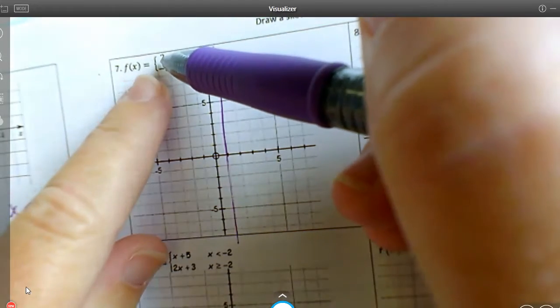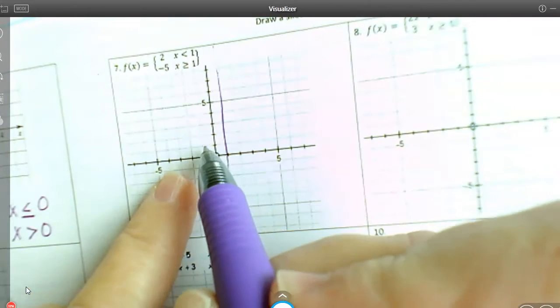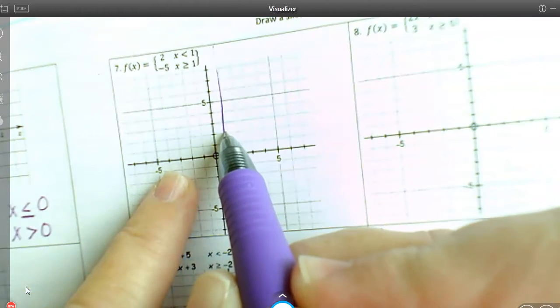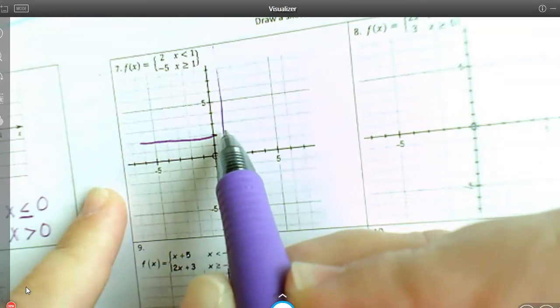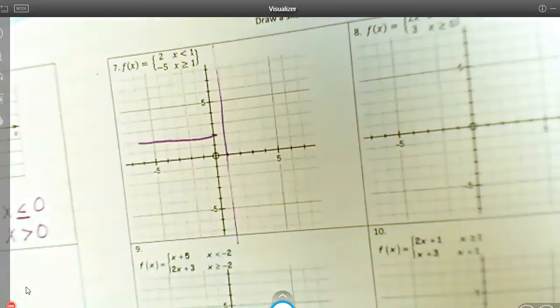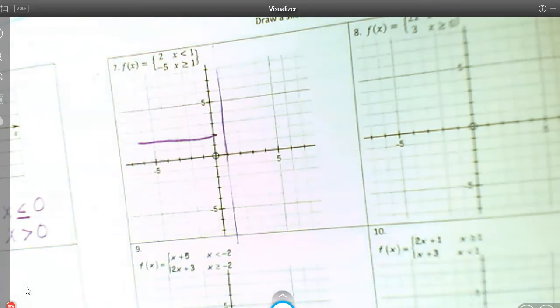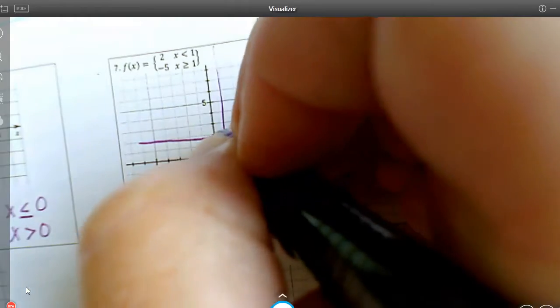So on this first one, how it has 2 and it says x is less than 1, I know that I'm going to go up to 2 on the left side of 1, and I'm going to draw a line. Now, I do need to connect it to that line, but how am I going to connect it to the line? Open circle, because it doesn't have an equals and because it says less.